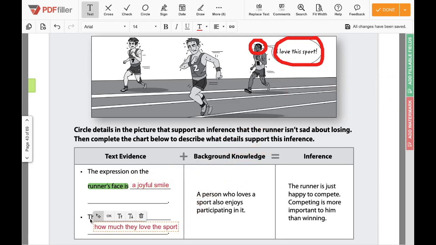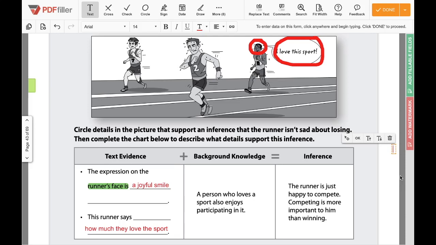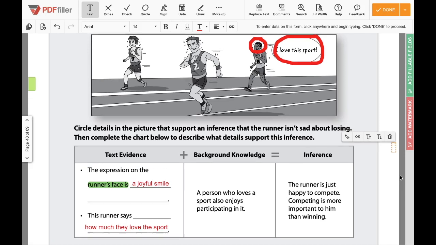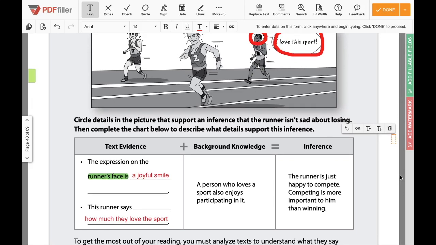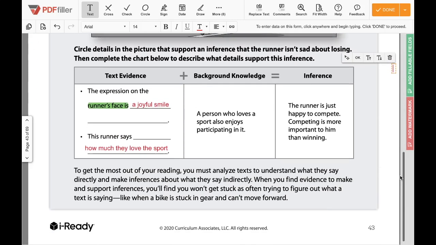So the expression on the runner's face is a joyful smile, like we discussed, and the runner says how much they love the sport. The background knowledge that we have, well, obviously we just know that a person who loves a sport also enjoys it, right? That's obvious. That's just something that we already know. So what we can infer, or assume, is that the runner is just happy to compete, and competing is more important to him than winning. You're just making assumptions based on evidence from the text, or picture in this case.